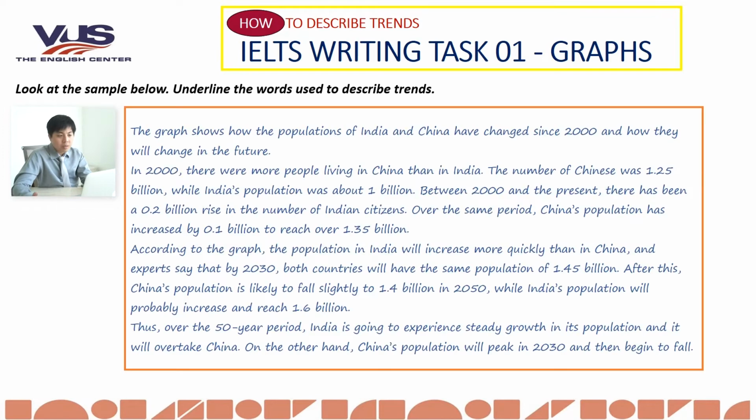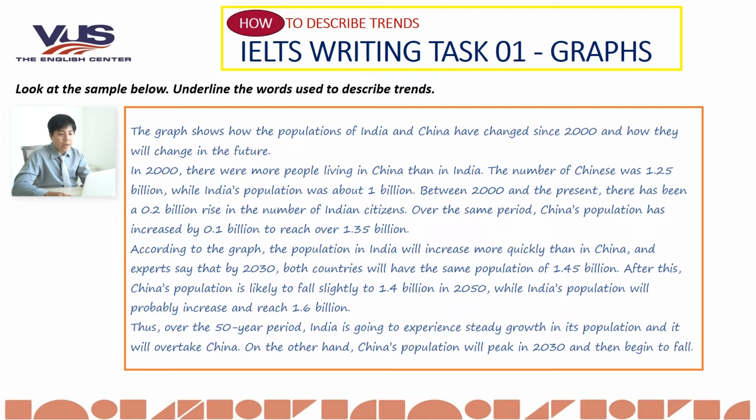So here is the sample answer to the graph of the population growth we already discussed, right? So let's have a look at the sample answer here. In 30 seconds, I want you to scan this sample answer and find the words that describe the trends for me, okay? So for example, go up, go down.